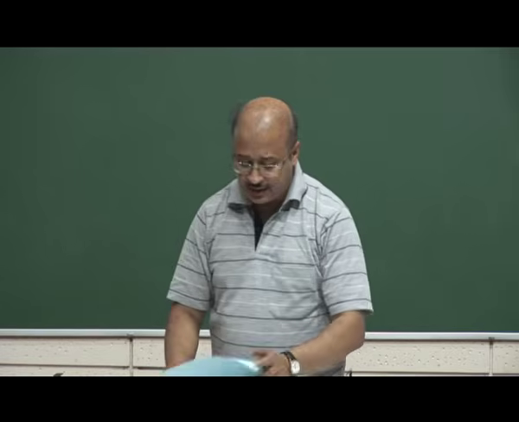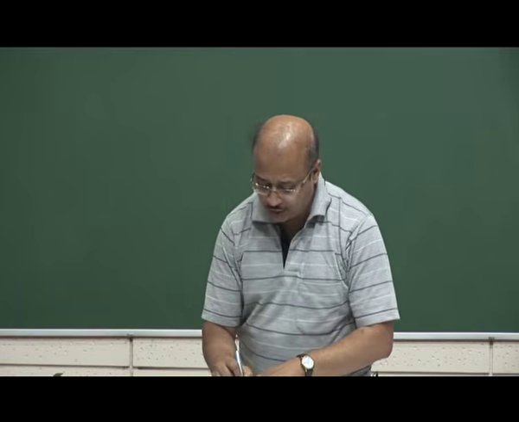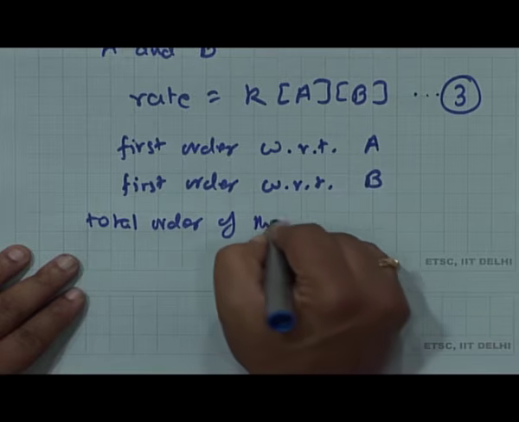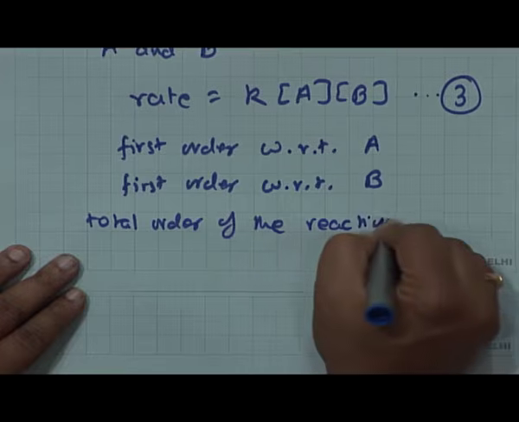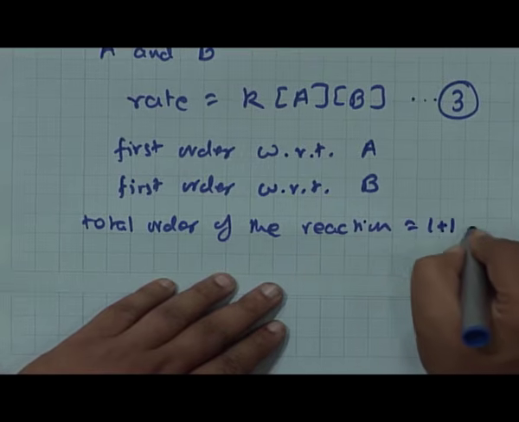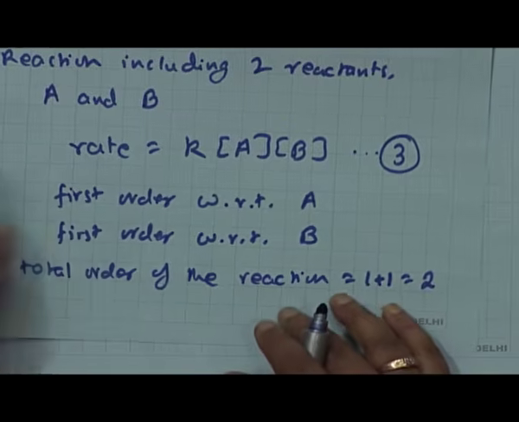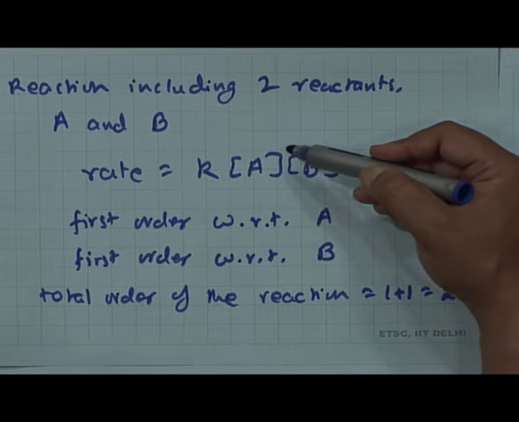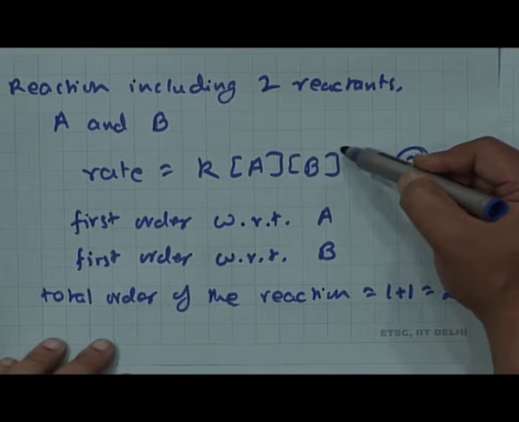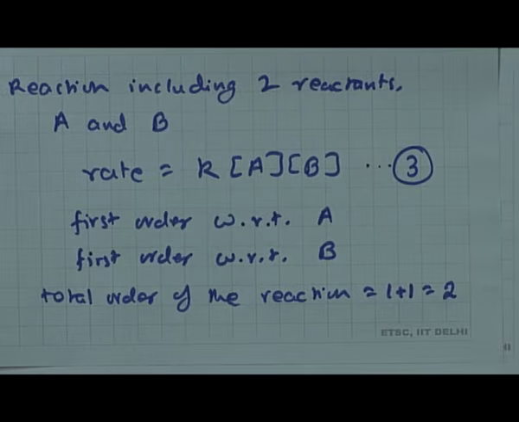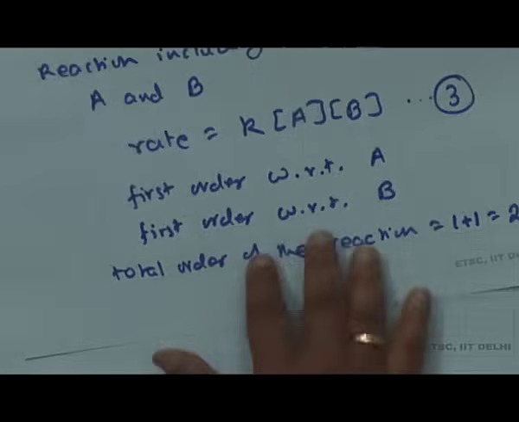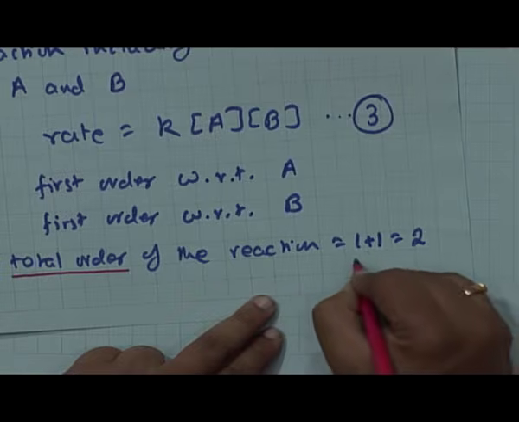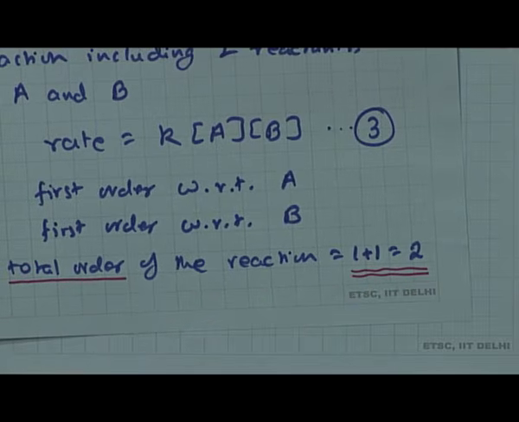Then what we can say is that the total order of the reaction is 1 plus 1 equal to 2. So, what does it mean? That the total order of the reaction is the sum of the exponents, where the exponent for A is 1 because first order with respect to A, exponent of B is 1 first order with respect to B, but the total order here of the reaction then is 1 plus 1, which is equal to 2.